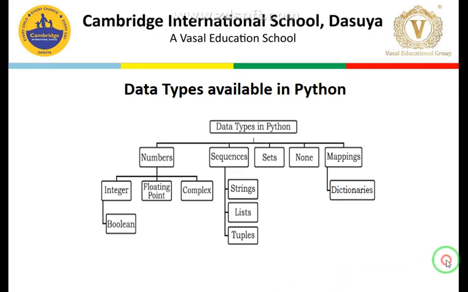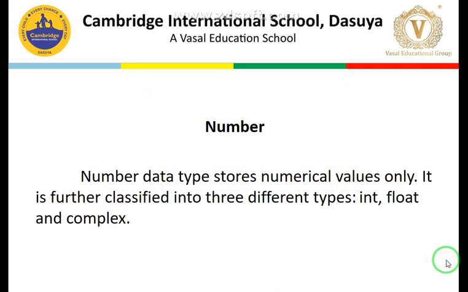Moving forward, first is number. Number data type stores the numerical value only. It is further classified into three types that we discussed, that is integer, which can hold only whole numbers. Float, which represents the real numbers, like a number that has a fractional part. And then is complex number, which is used in mathematics, having a value like iota and so on.